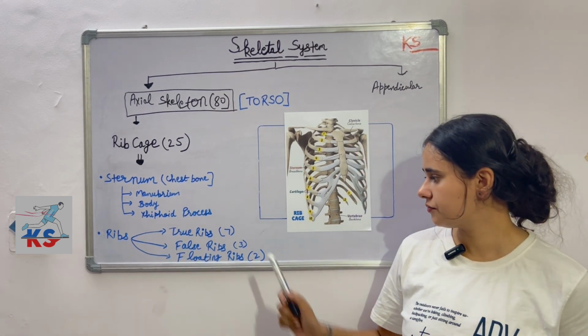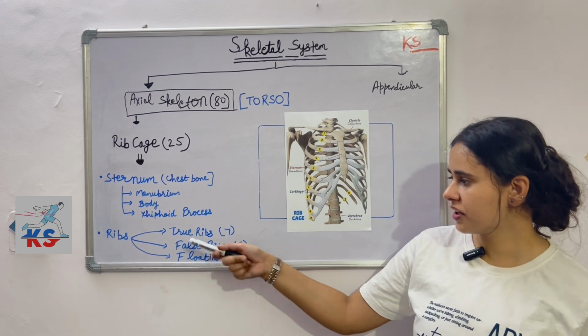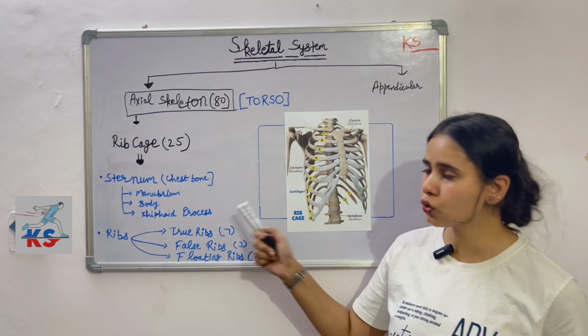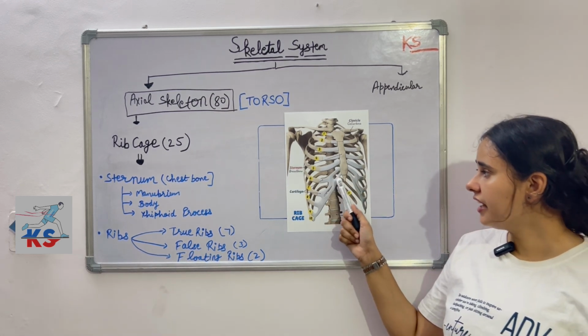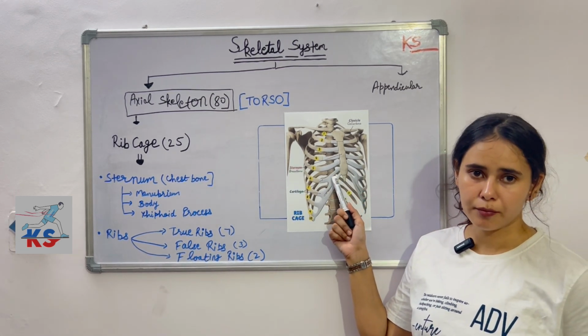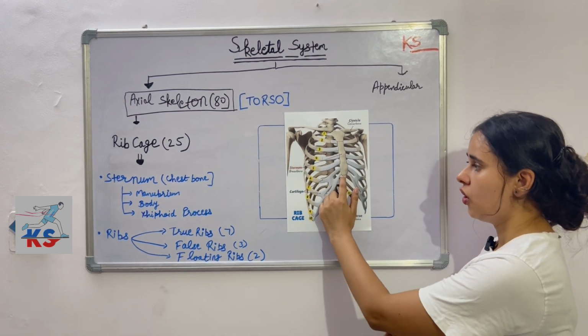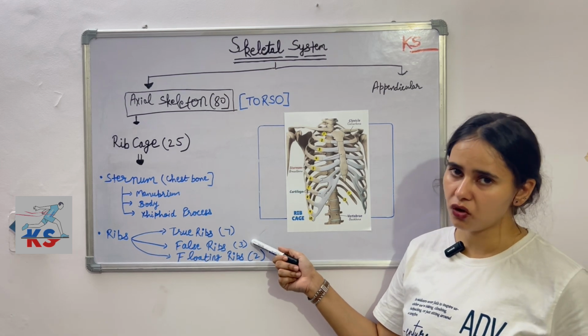We have, see, ribs is divided into true ribs, false ribs and floating ribs. Now we have 7 true ribs. Okay, why are they called true ribs? Because they are directly attached to the sternum. We have 7 set of ribs which are directly attached to the sternum. Okay. Then there are false ribs. We have 3 pairs of false ribs.